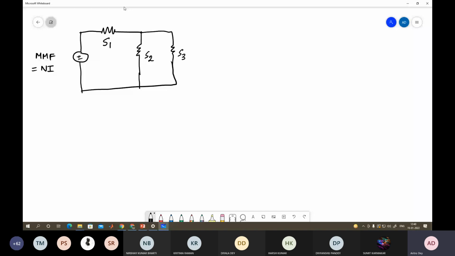So how am I writing the total MMF here? If this is MMF 1, this is MMF 2 and this is MMF 3, then what is MMF 2? MMF 2 is equal to phi 2 into S2. This is your phi 2, this is your phi 3, and this is your phi 1. And MMF 3 is equal to phi 3 into S3, right?